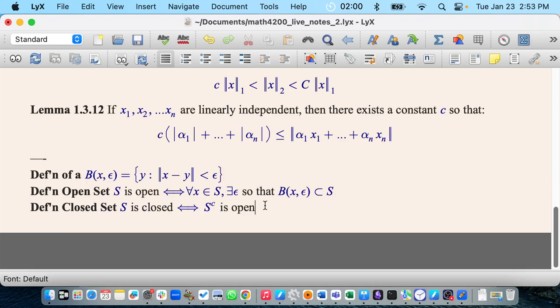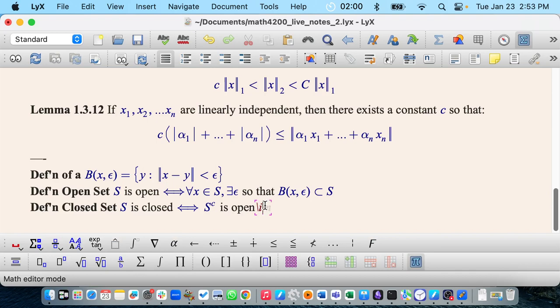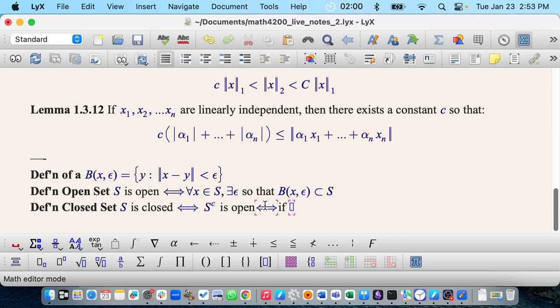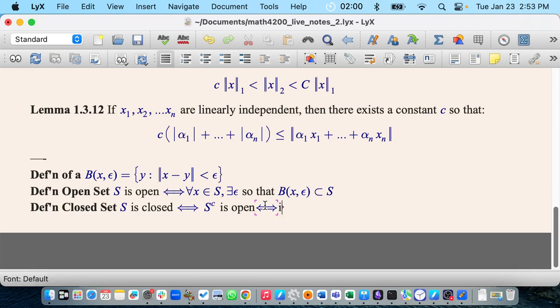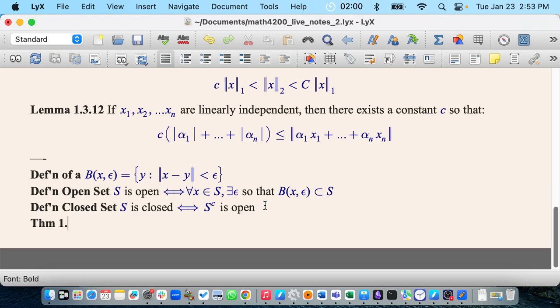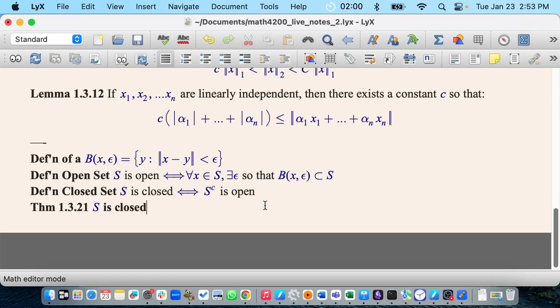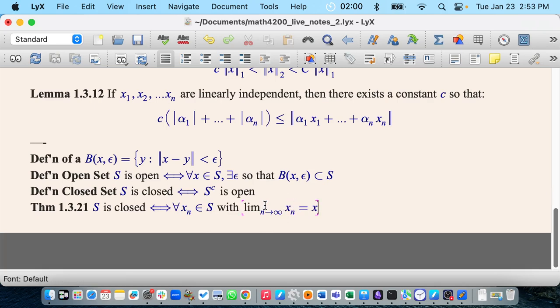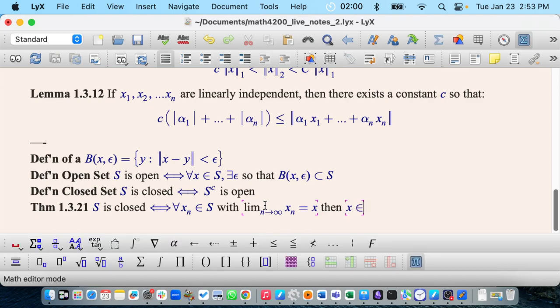And the thing we're actually using, because this complement thing is not that useful, is this fact that S is closed if it contains all its limit points. So if x_n goes to x, oh, it occurs to me, this is a theorem in the book. Yeah, here we go. Let me write it down as a theorem. Theorem 1.3.21: S is closed if and only if for all sequences x_n in S with the limit as n goes to infinity of x_n equals x, you have some convergent sequence made of points in S, then x is also in S. So it contains its limit point.